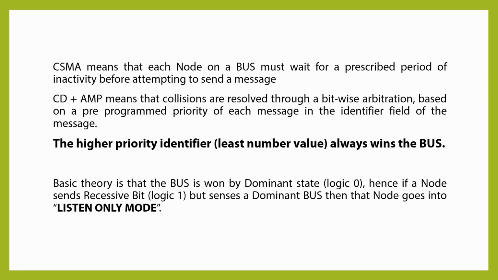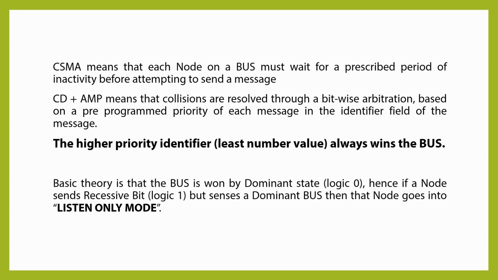CD plus AMP means that collisions are resolved through a bitwise arbitration based on a pre-programmed priority of each message in the identifier field of the message. The identifier field is the priority code, and the higher priority identifier, which will always be the least number value, which means number 1 is higher priority than number 2. The least number value has the higher priority. The higher priority identifier always wins the bus.